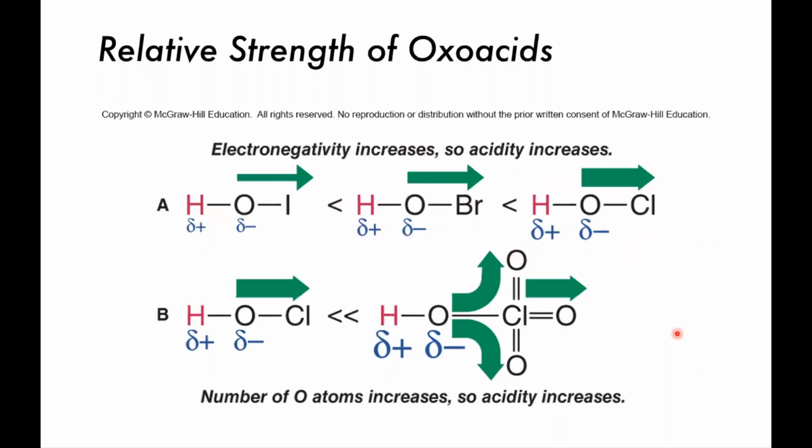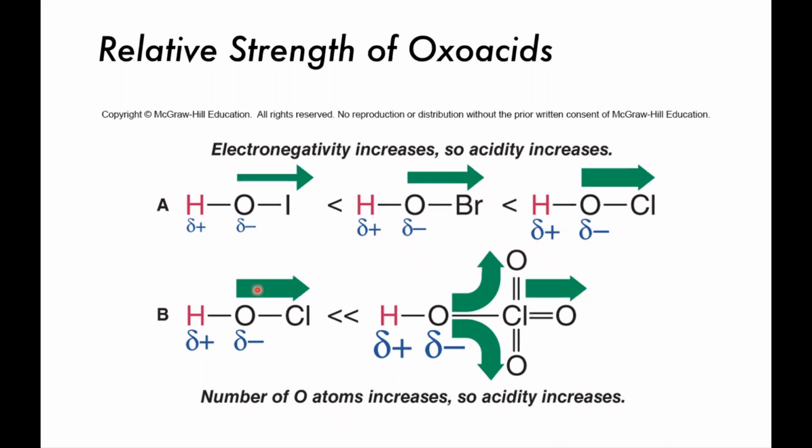So here we see the relative strength of oxo acids. As we increase electronegativity, so too does acidity increase. You can see here that hypochlorous acid is going to be more acidic than hypobromous and more acidic than hypoiodous.